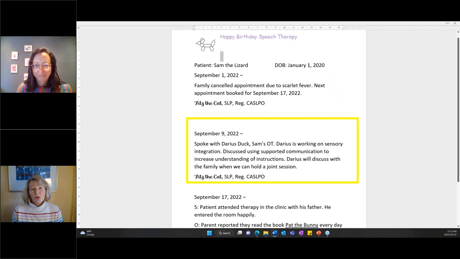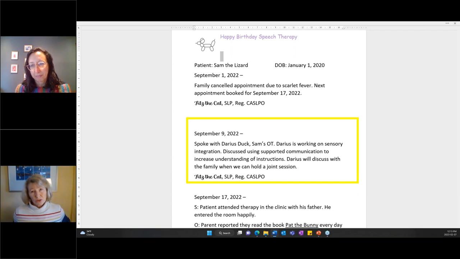So the other thing we want to say is, do you have to upload an entire record per indicator? No, you do not. You can upload a page and maybe highlight what is relevant on that page. So for example, we've got a pretend example of some clinical notes, and this is somebody who's a child. And so we can see the sequence of events. September 1st, there's a note, September 9th, and September 17th.